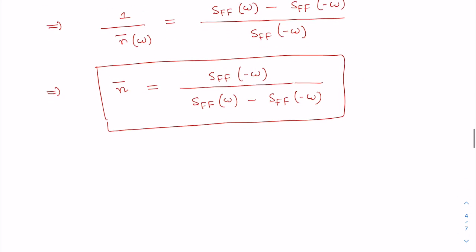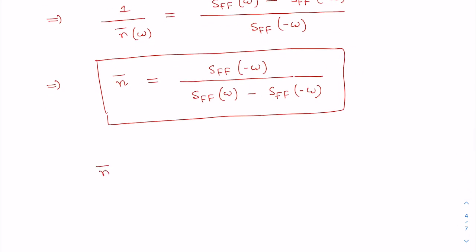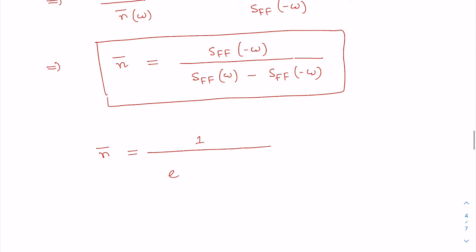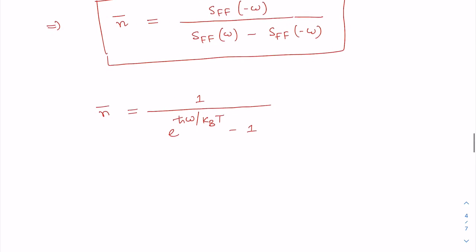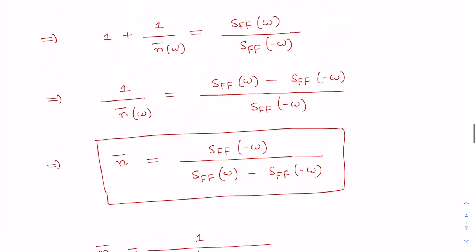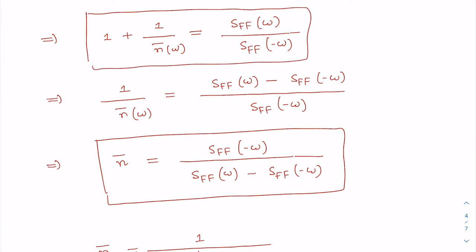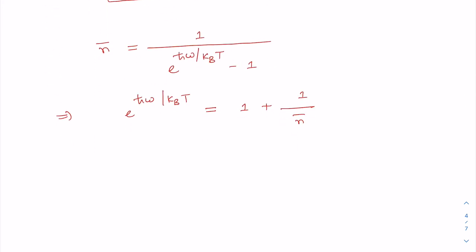Now regarding the temperature, we know that the average number of phonons is given by this expression, 1 divided by e to the power h cross omega by kBT minus 1. So from here I can write e to the power h cross omega by kBT is equal to 1 plus 1 by n bar, which we have actually worked out. This expression I already worked out. So if I put it here, then I will get it as SFF omega divided by SFF at minus omega.